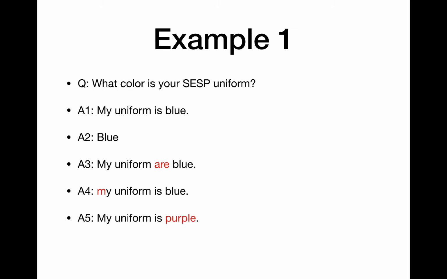Answer number 5, my uniform is purple. It's a complete sentence. It answers the question. The grammar is correct. The mechanics are correct, but unfortunately, the sentence is factually incorrect. My uniform is not purple, it's blue. And so this trainee would lose 1 point for vocabulary, but would still earn 2 points, 1 point for grammar and 1 point for mechanics.